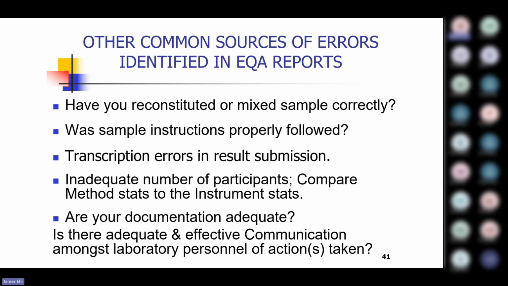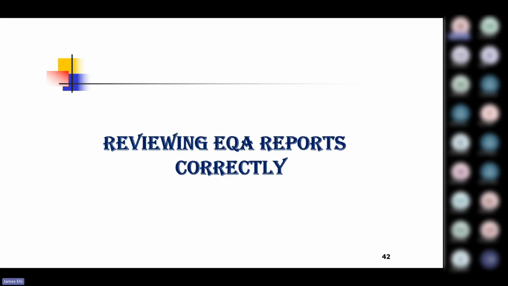Are your documentations adequate? Is there adequate and effective communication among laboratory personnel of actions taken? I've seen the QC, internal control particularly, being out. Somebody carries out a corrective action and did not document it. The next person comes in the next shift, picks it up and starts acting on it again, just wasting resources because there is no documentation. Then at the end of the month, when it is time to review EQA, there are no actions recorded through the entire course of the month. There is no way you'll be able to fix your problems. First of all, you must be able to identify the problem before you talk of fixing.